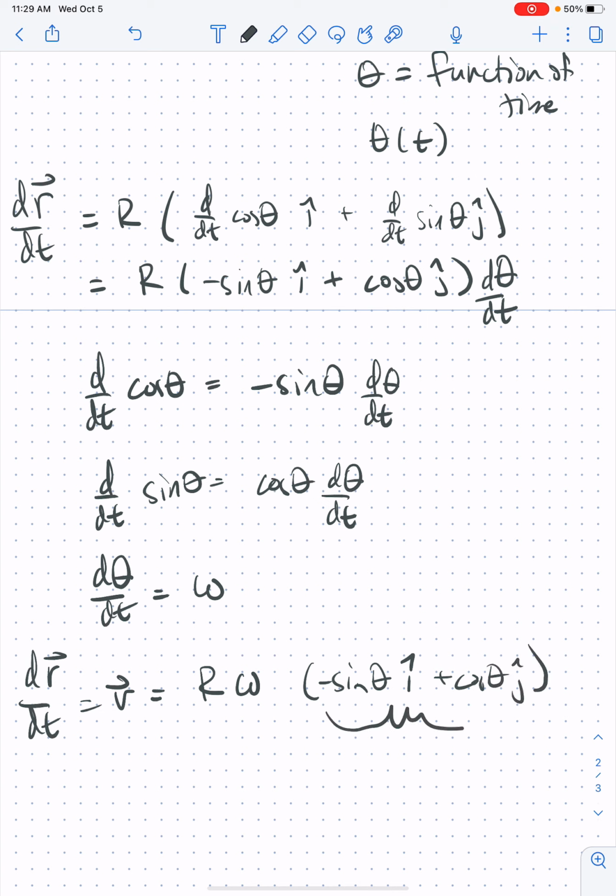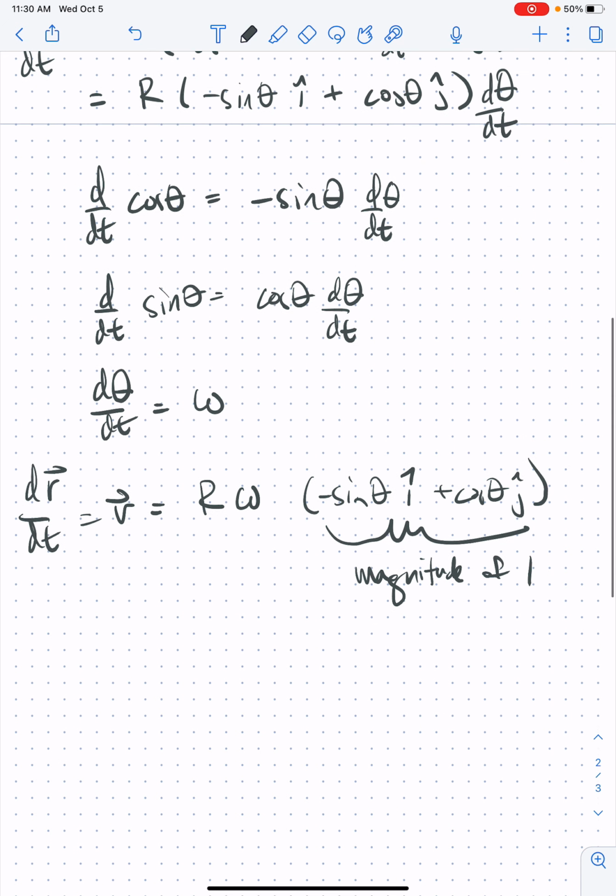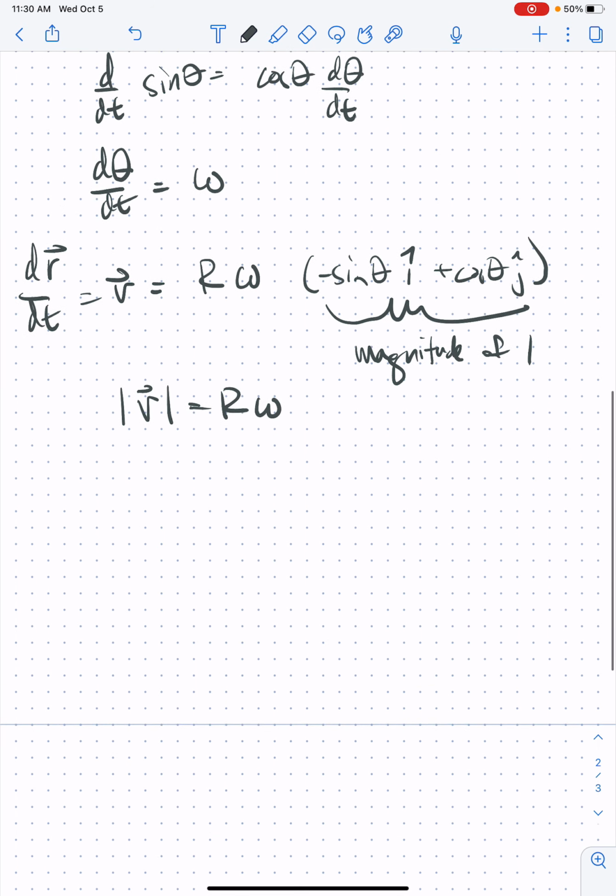Now notice this part of the vector has a magnitude of 1. So this only has to do with the direction of that vector. And the magnitude of that v is constant and is equal to R omega. Well, it doesn't have to be constant, but it's always whatever omega is at any moment in time, even if omega is changing. All right, so that is for velocity.